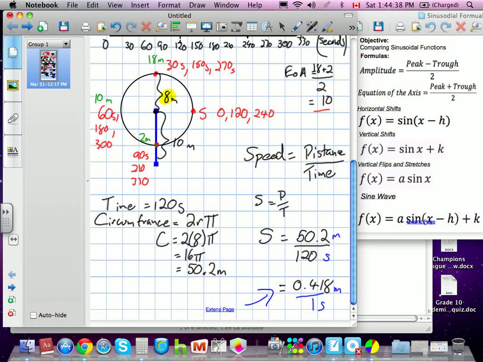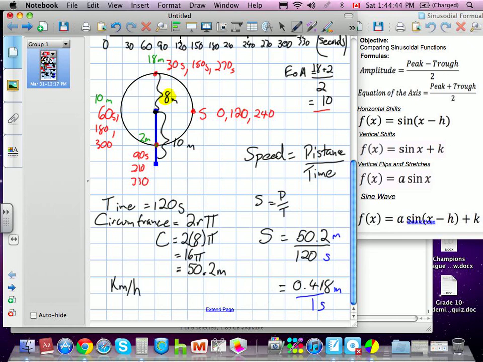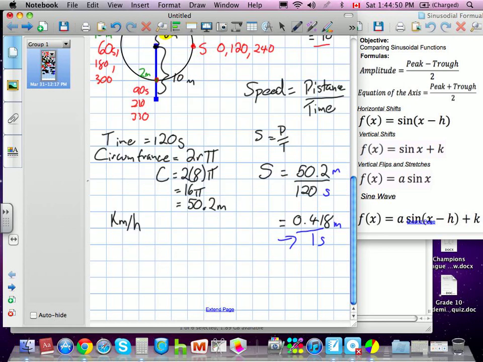So let's actually get an idea of what that means relative to what we're used to seeing. Right? We're used to seeing cars and stuff like that. What are car speeds measured in? Kilometers per what? An hour. Okay. So let's change this into kilometers and hours. First of all, how do I change seconds into minutes? What do I have to multiply by? 60. Yeah. I'm going to have to multiply the top and the bottom by 60, right?